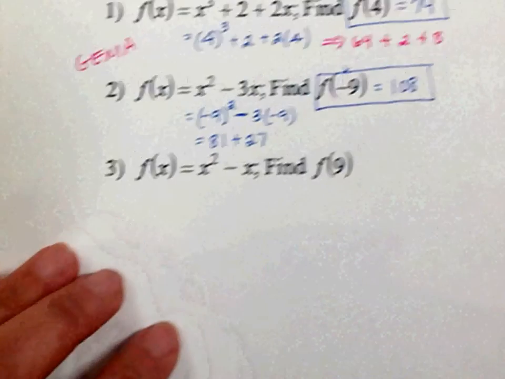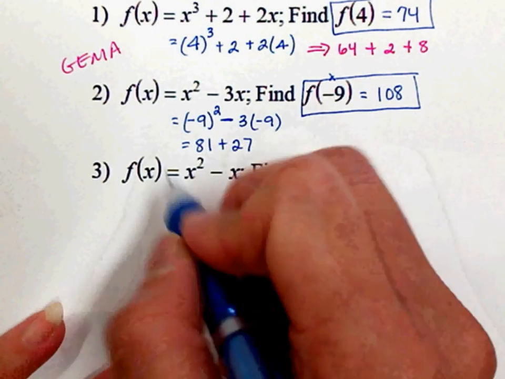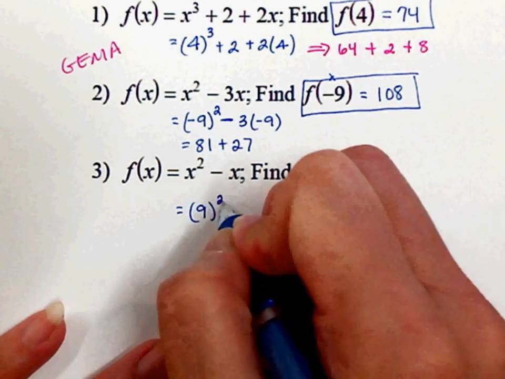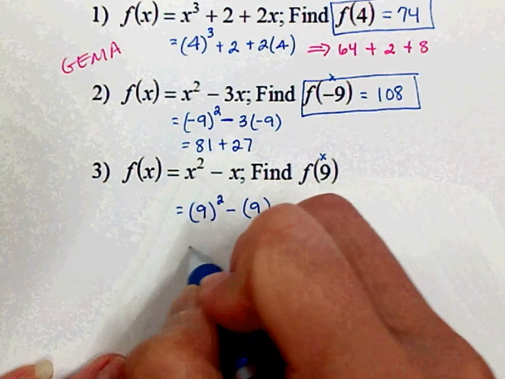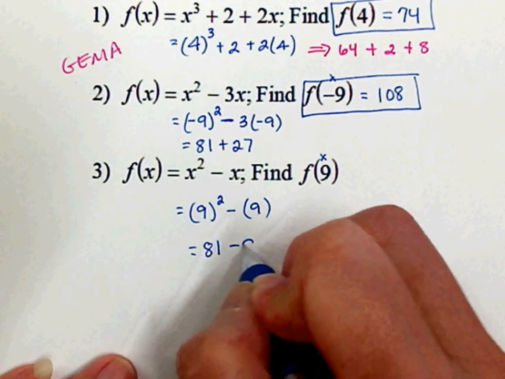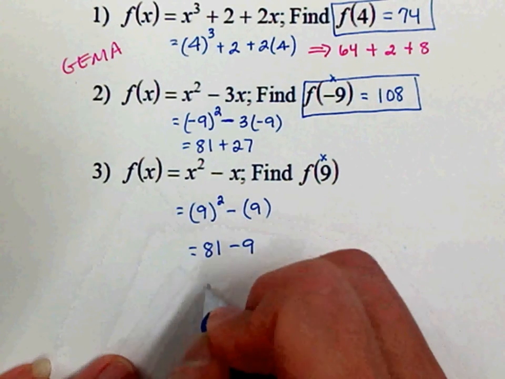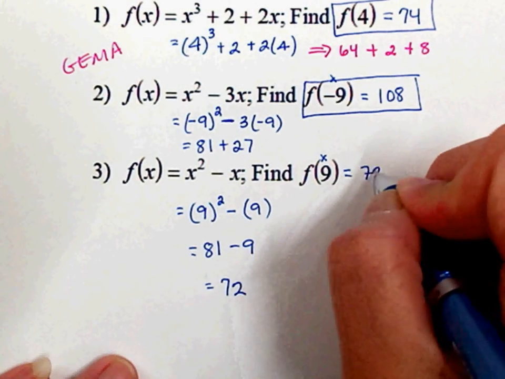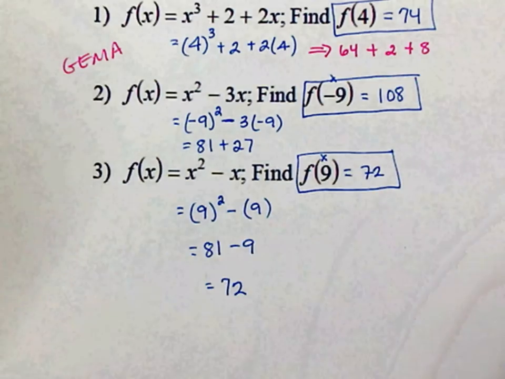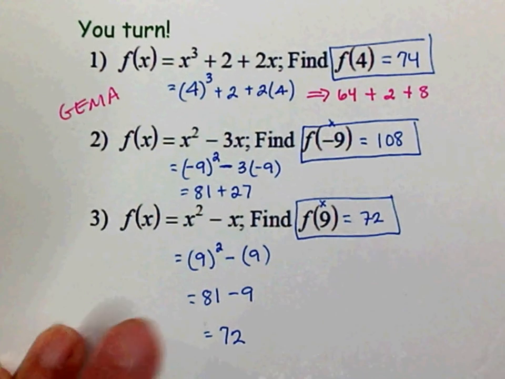Okay. Number 3, your x is now a 9. So 9 squared minus 9. Okay? 9 squared is 81 minus 9. 81 minus 9 comes out to be 72. So f of 9 is 72. There you go. All right, not too bad, huh? Okay, and there you have your assignment for 6-1.